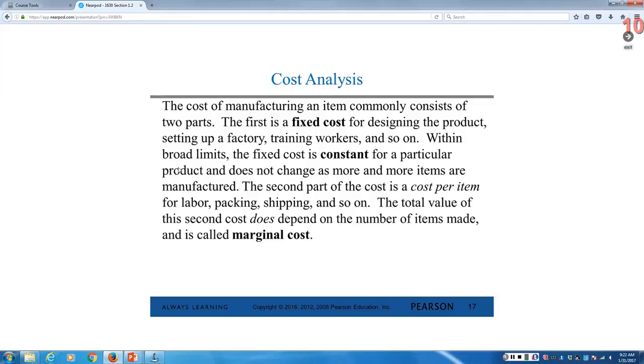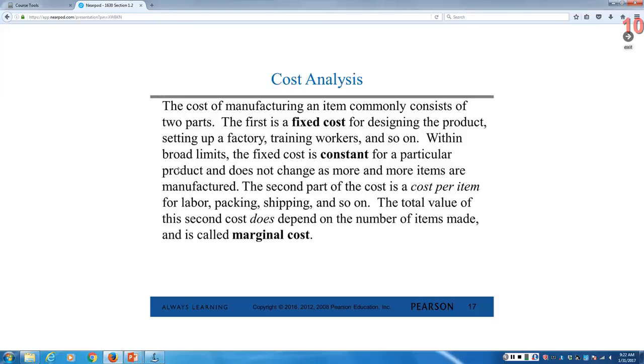So for cost analysis, we're on the middle of page 12 of your notes. The cost of manufacturing an item commonly consists of two parts. The first of the two parts is what's called a fixed cost. The fixed cost covers things like designing your product, setting up the factory, training the workers. It's the cost of doing business that isn't going to change whether you make 1 or 1,000. Those costs are going to be there, and they're going to stay constant.